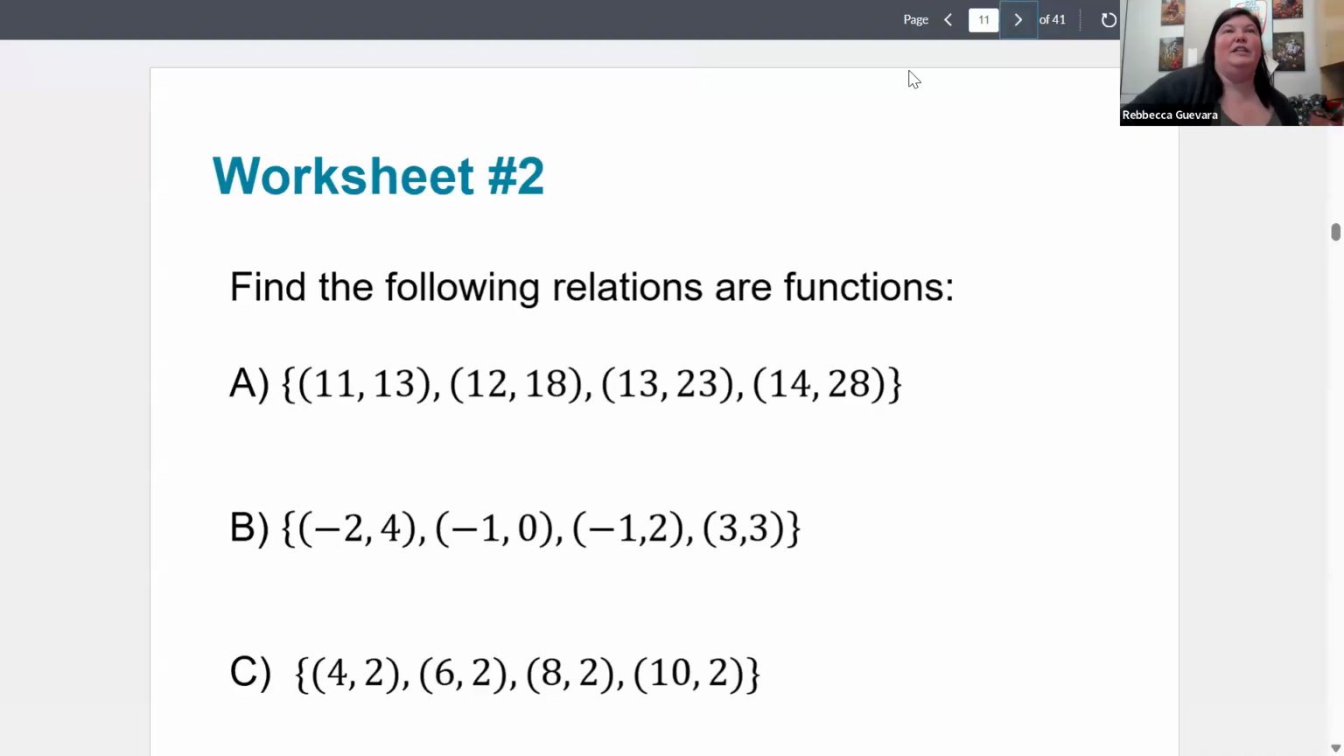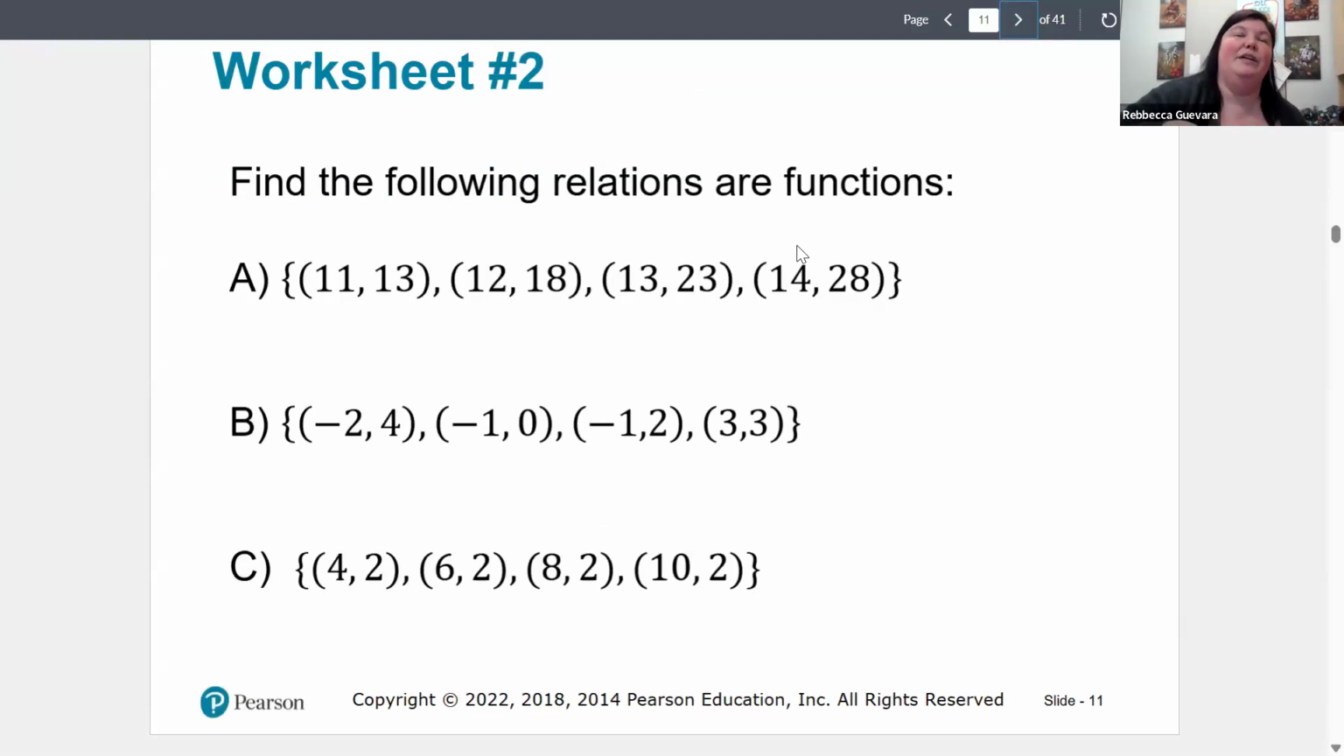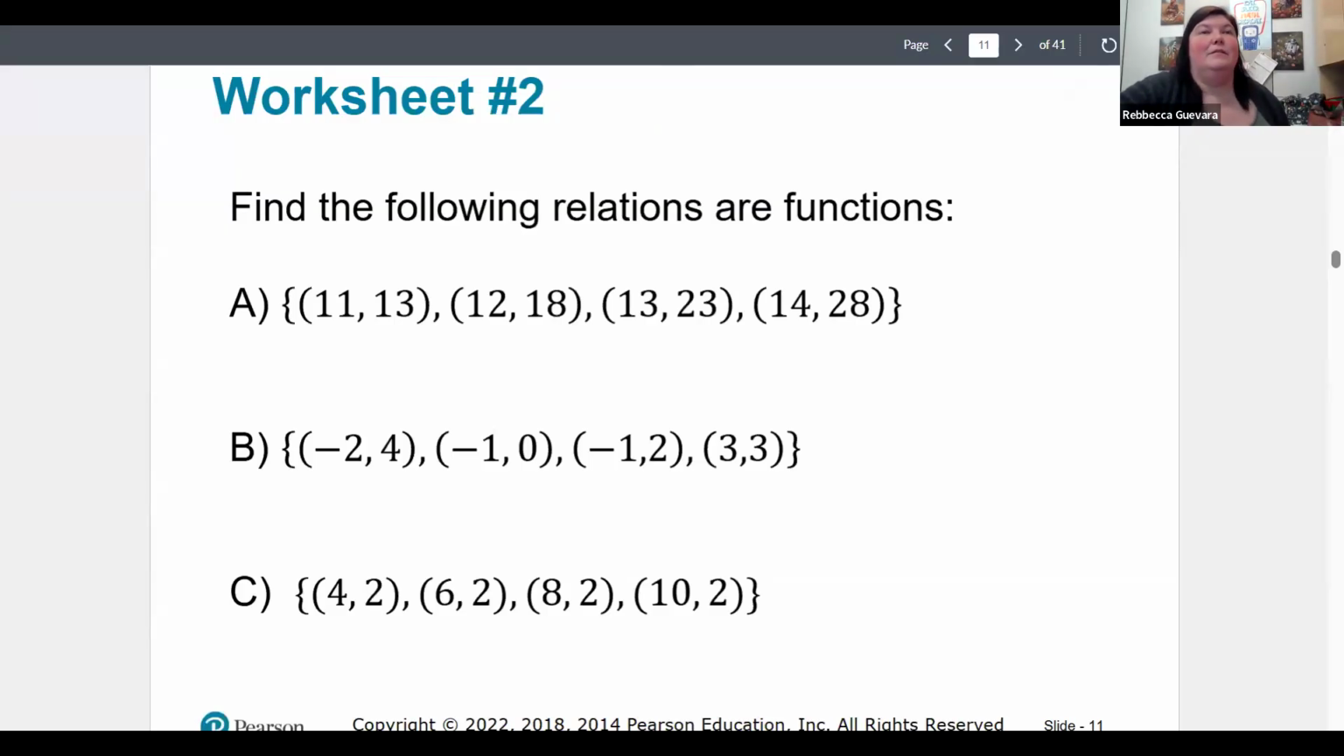So take a moment in your worksheet and do the same thing. Walk through these 3 relations or correspondences and decide which ones are going to be functions and which ones are not. So we see here, well, 11 only goes to 13, 12 is only going to 18, 13 is only going to 24, and 14 is only going to 28.